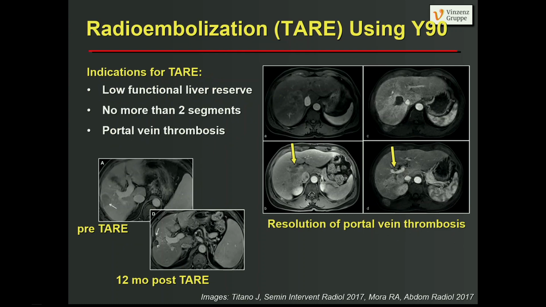In the end, just a few words about radioembolization. We are now performing radioembolization using yttrium-90. Indications are largely patients who have a low functional liver reserve, and also patients with portal vein thrombosis where you cannot do a TACE. This is a patient where you see pre-radioembolization and post-radioembolization. At 1-year follow-up, you see a complete resolution of this tumor.